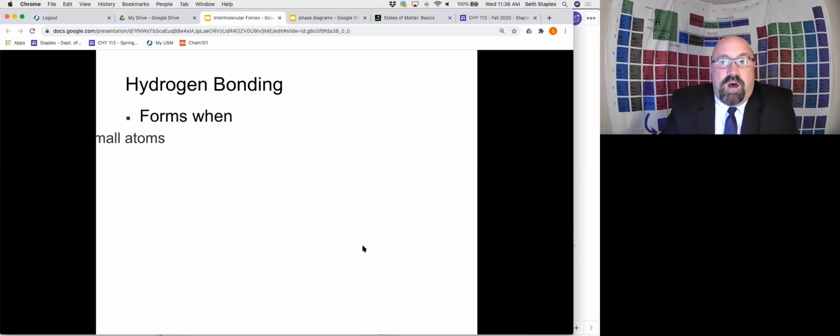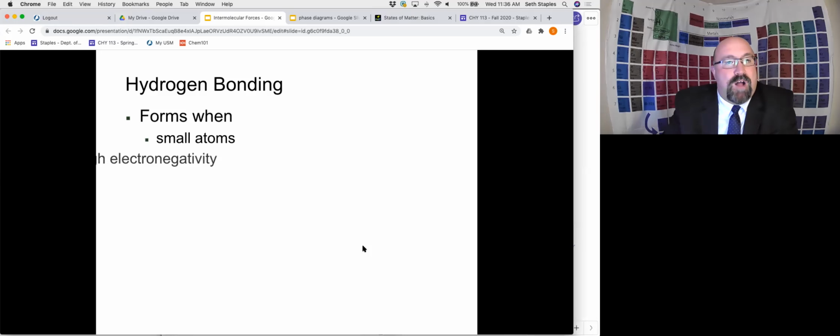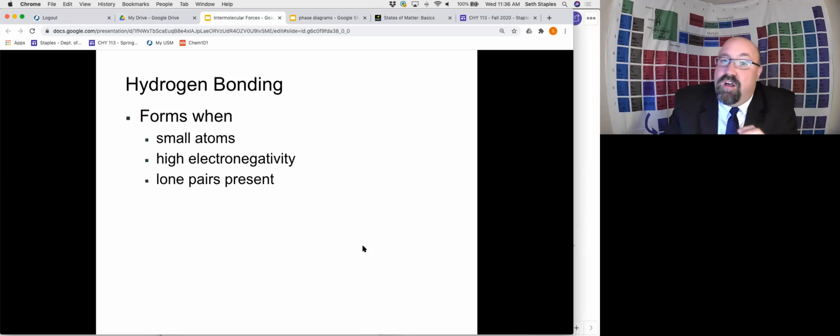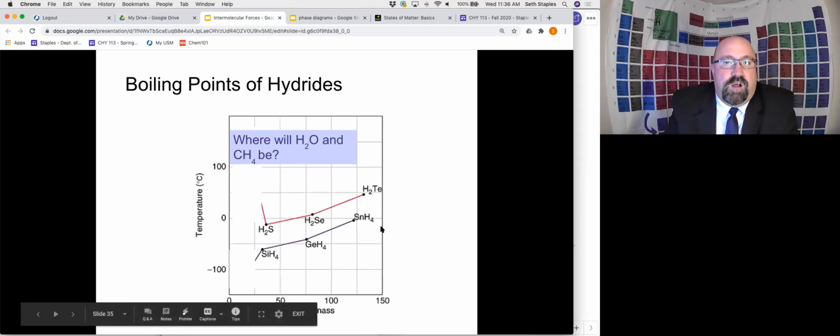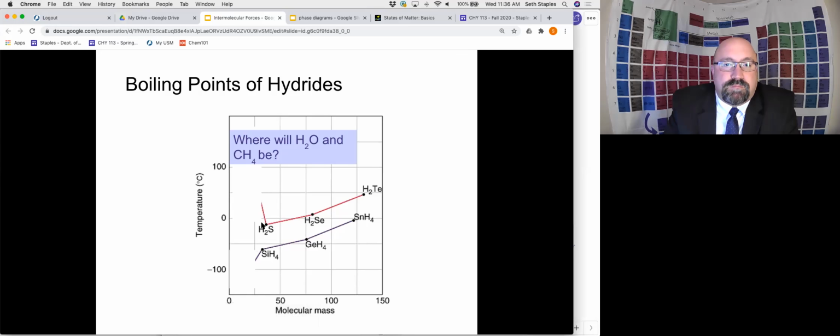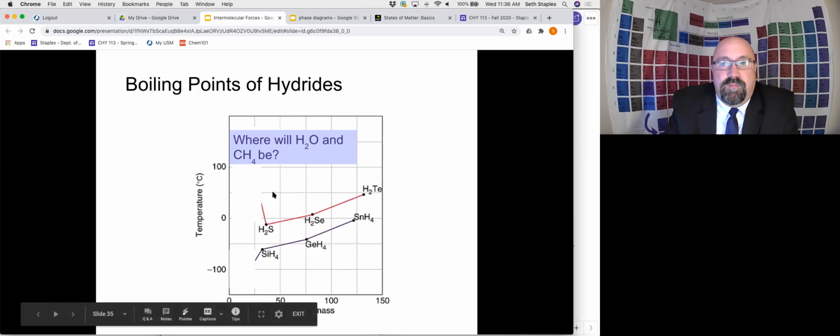So hydrogen bonds will form when you have very small atoms with a high electronegativity difference, and there also must be lone pairs. And so they'll form when hydrogen is bonded to either nitrogen, oxygen, or fluorine. And those interactions, again, are stronger than most dipole-dipole interactions. We're not going to worry too much about the actual levels of energy involved, though. But we can see that difference here.